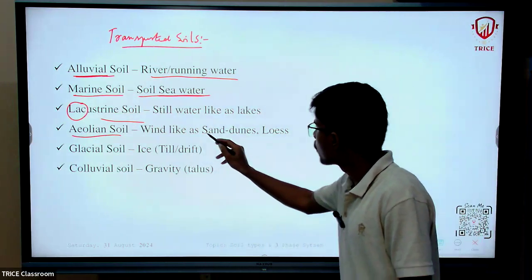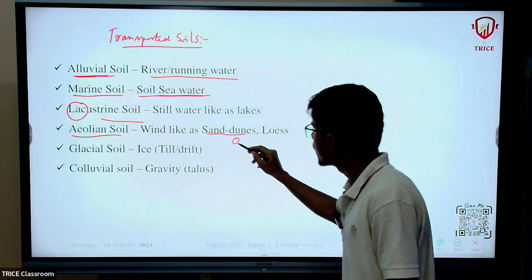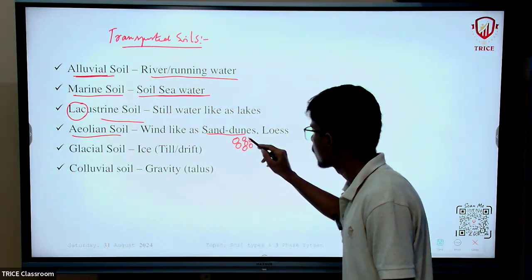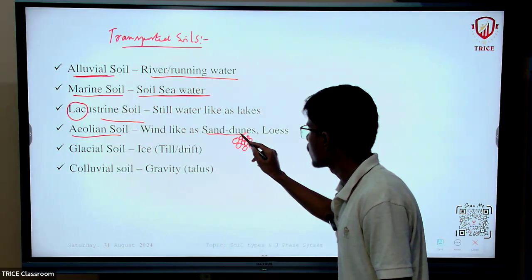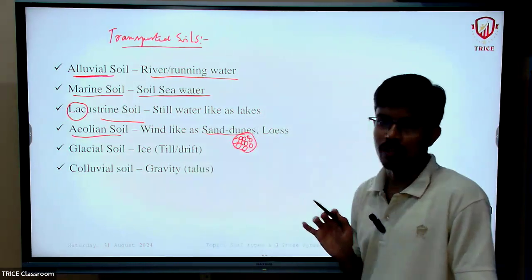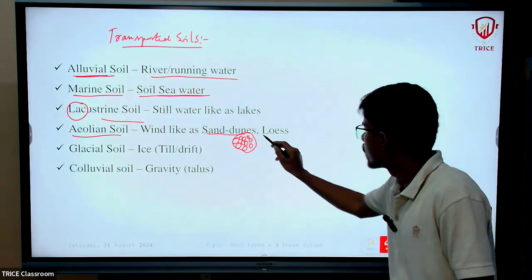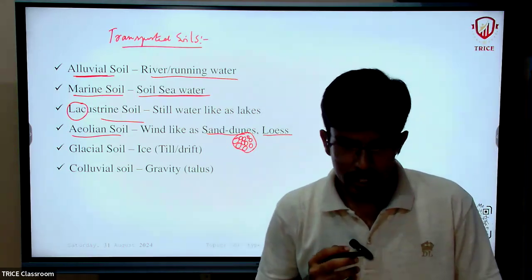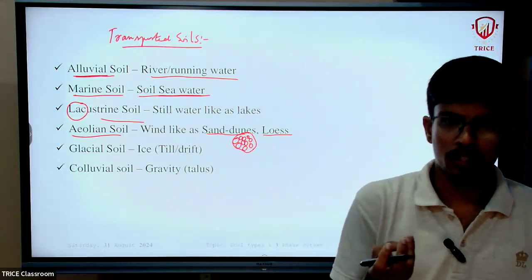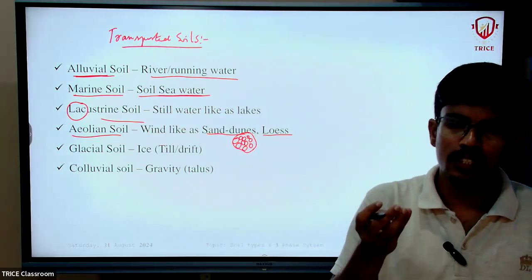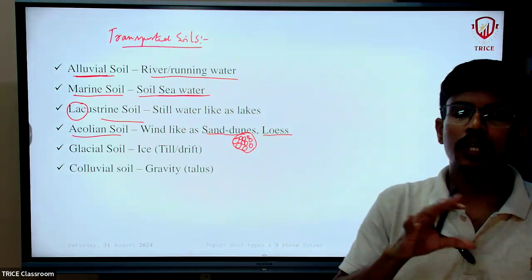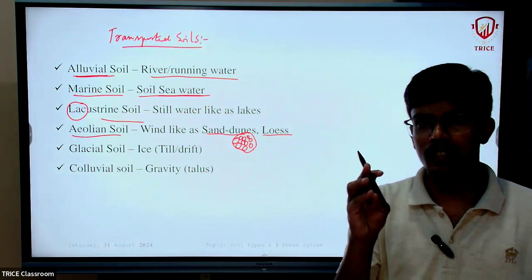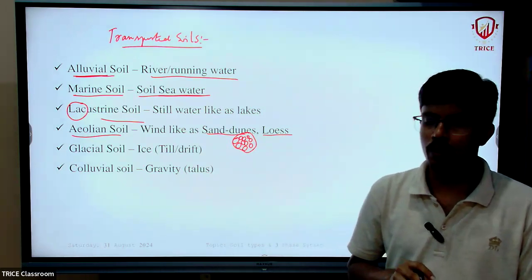When you say sand dunes, they are completely uniformly graded soils, right? All the particles have the same size. We call them uniformly graded soils. These are wind-blown soils. If you take loess, nothing but LOESS soils, it consists of equal proportions of sand, silt, and clay. It contains equal proportions of all the sand, silt, and clay. We call it loess soils, right?